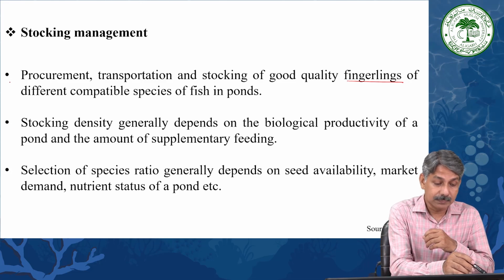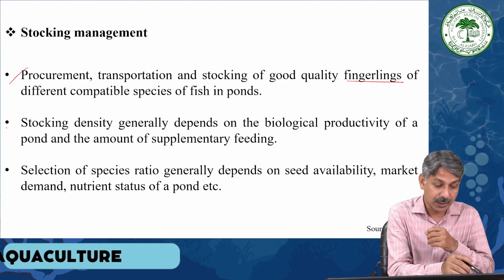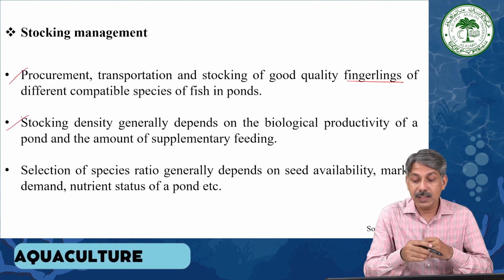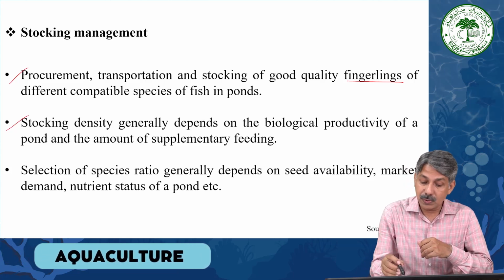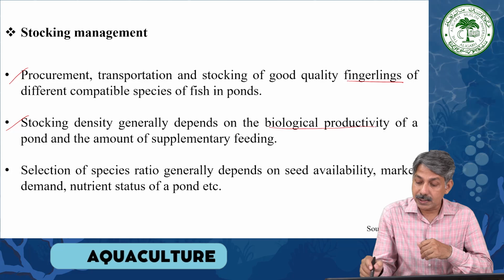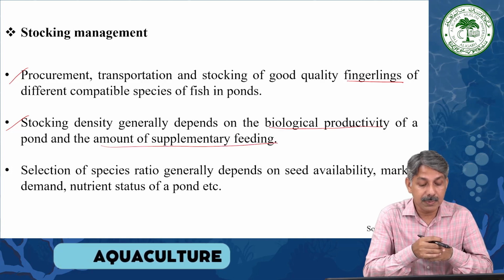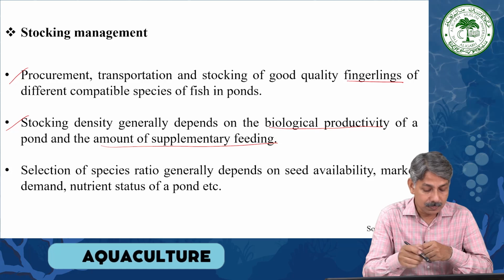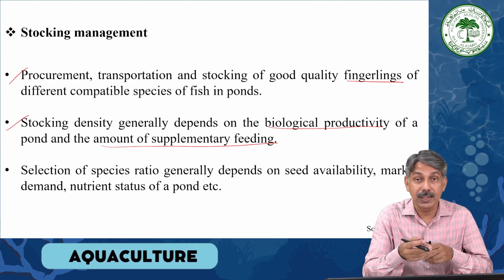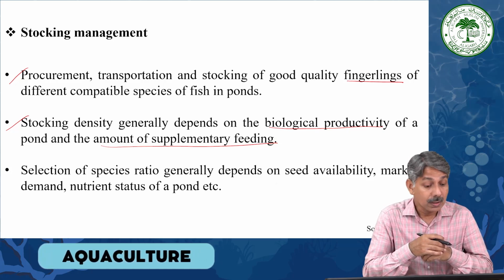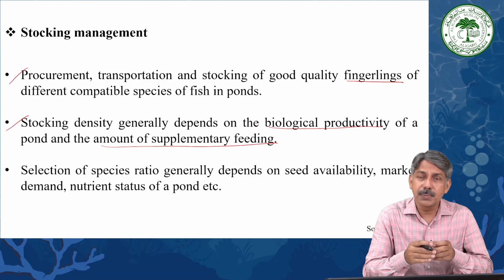Stocking density, that was procurement, transportation, and stocking. Stocking density, now what density we should use? That depends on the biological productivity of the pond, the amount of supplementary feeding that may be provided, and also one thing which is not written here, the water quality. So it depends on many factors.